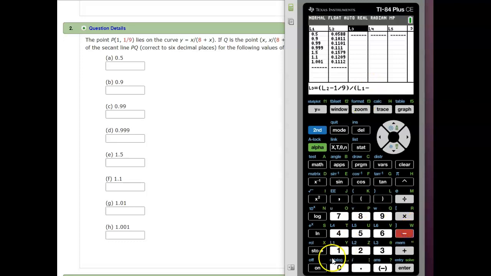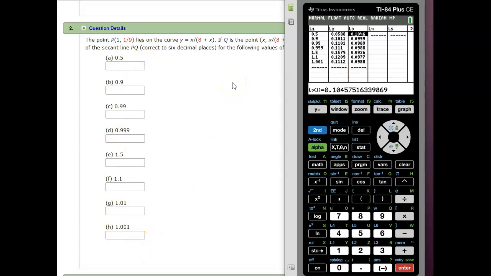minus the 1. Now notice on my list here, 1 is not included, but I'm using values that are going from the left, it's going to 1. So 0.5 to 0.999 goes to 1 from the left, and then 1.001 to 1.5 goes to 1 from the right. So 1.5 to 1.001 going this way, going down, is going to point P from the right. So we hit enter and we'll get all the slopes we need for this. These are the actual slopes that they want you to put in here.